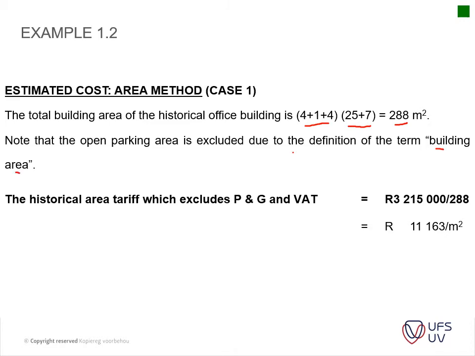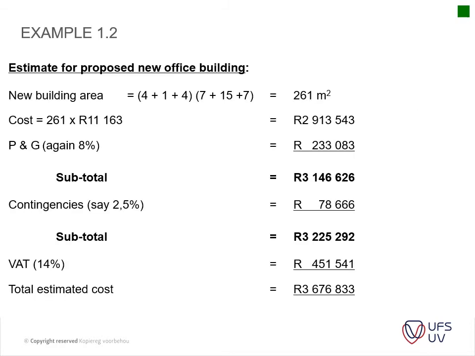I think I've explained that also. Okay, then it's the same process. Then you take your historical area tariff, excluding your P's and G's and your VAT, divided by the 288 to get to the 11,163 Rand per square meter. Okay. When you have that, then you calculate your new building area.